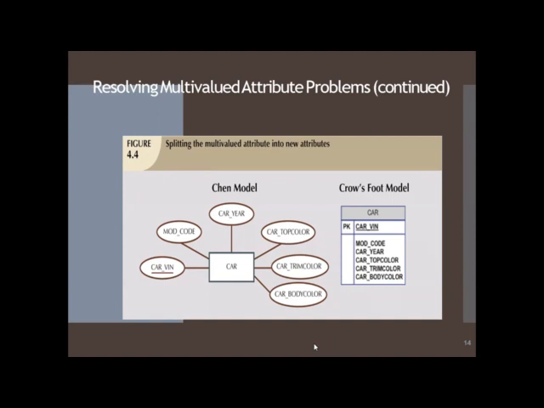In cross-foot model, we can see that the car color is divided into top color, trim color, and body color. This is what we call resolving multi-value attribute problem.